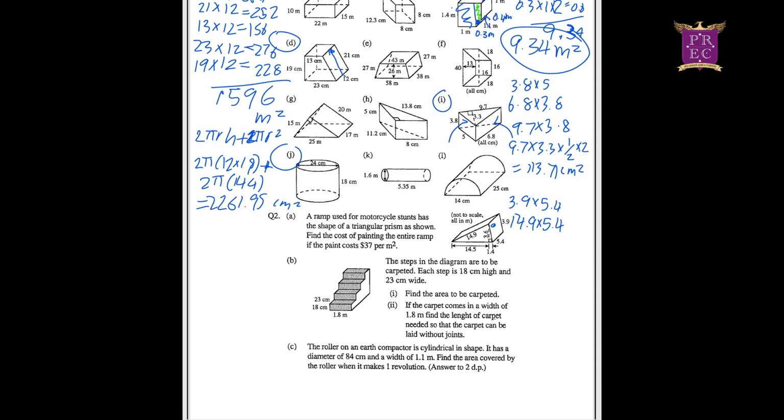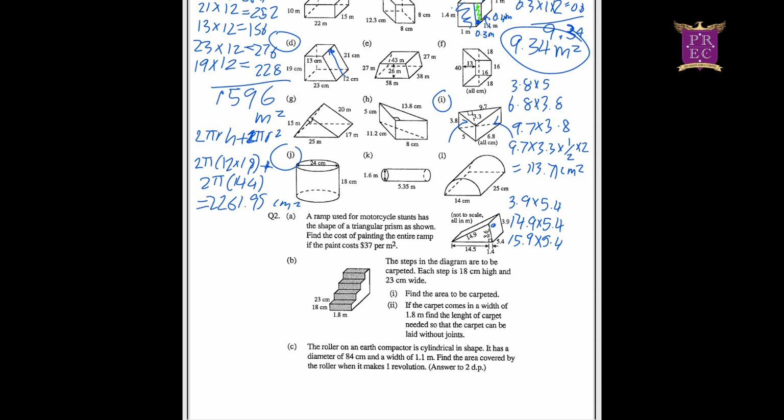Now we've got the bottom side. Even though we can't see it, they're saying that they're painting the entire ramp, so we'll need to calculate the area of that one as well. To find the area of that, we times the length by the width. The width is 5.4. What do you think the length is? Remember, this 14.5 is only up until this point. There's another 1.4 to add as well. So 14.5 plus 1.4 gives us 15.9. Okay, that's the bottom part.